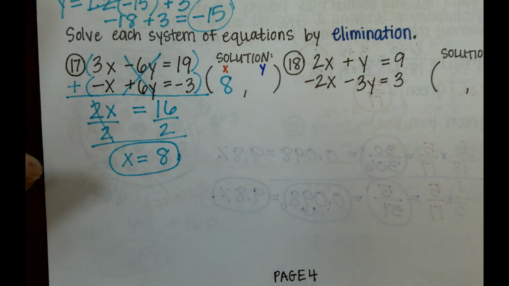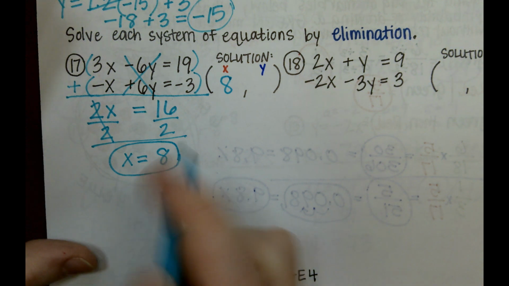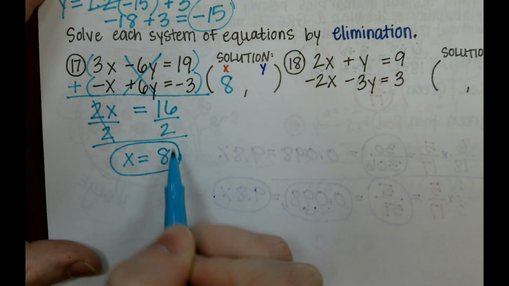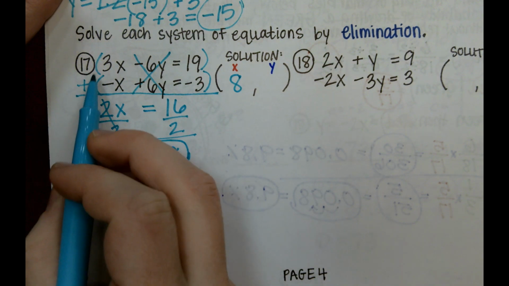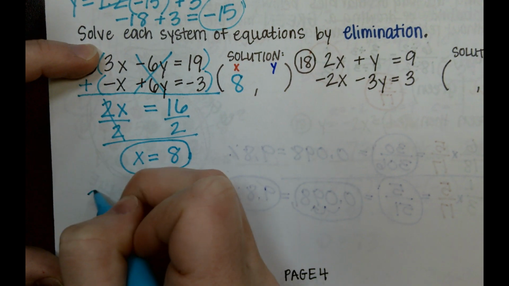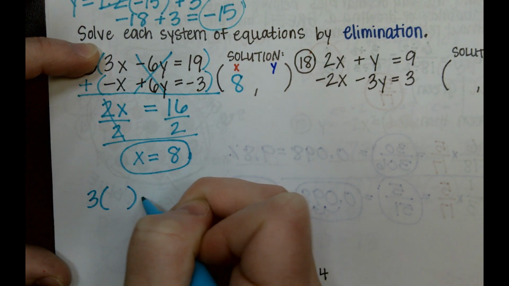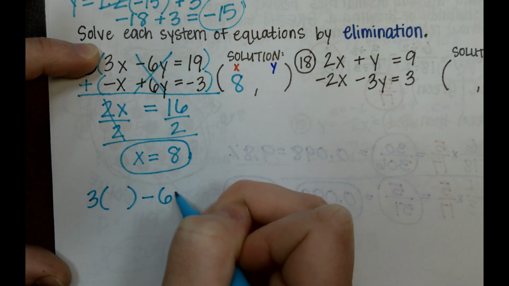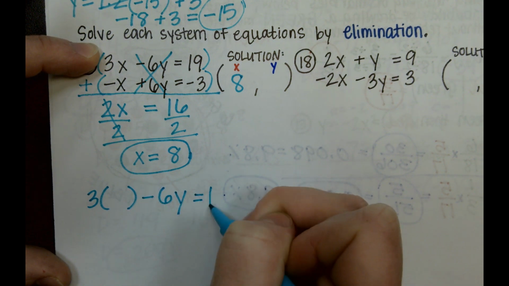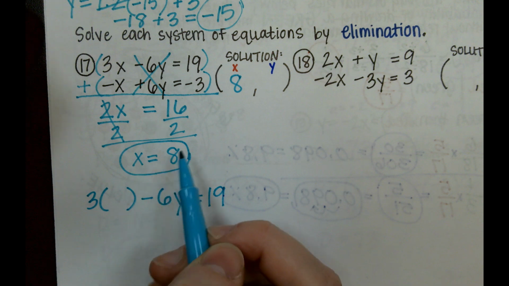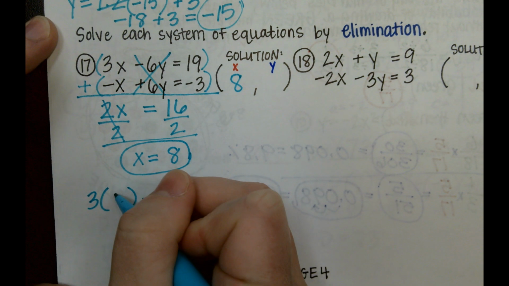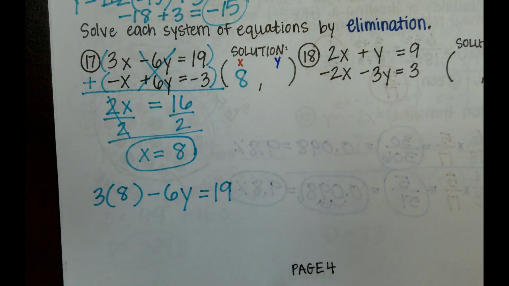And how do we solve for y? Plug the x into our top equation. We're just going to plug the value we found for x into either one of the equations. We'll go with the top one. So I'm rewriting exactly what I see: 3 times x minus 6 times y equals 19. And what am I solving for? y. So 8 is what we found for x, so we're going to plug that in where x used to be.